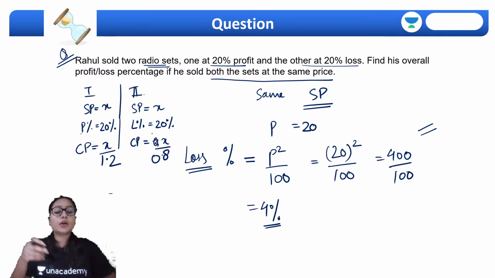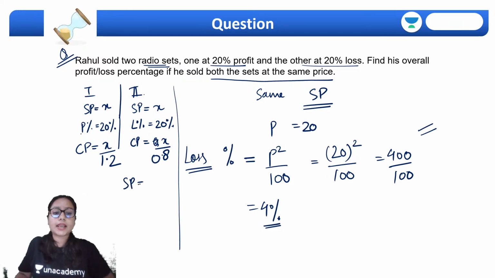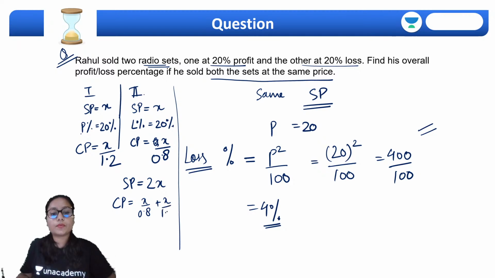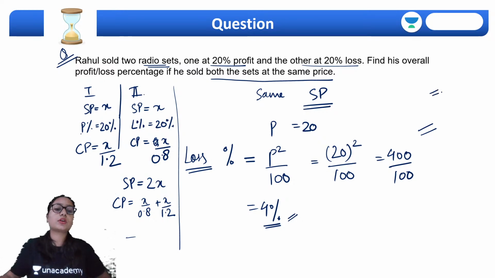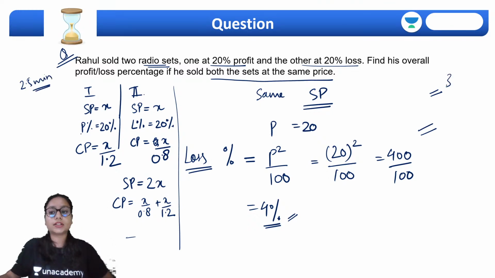So now to find the overall profit and loss, you will take the value of SP as X plus X, 2X. The value of total cost price will be X upon 0.8 plus X upon 1.2. Now you can calculate the loss and the loss percent. You will get the same answer, 4%. Did you observe how much time you save if you know this concept? This way the question will take up 2 to 2.5 minutes to answer, but with the formula you can do it within 30 seconds if you remember it well.